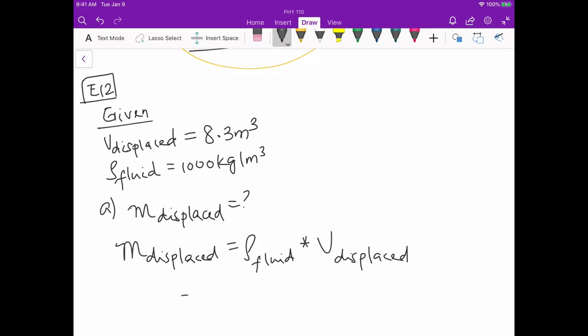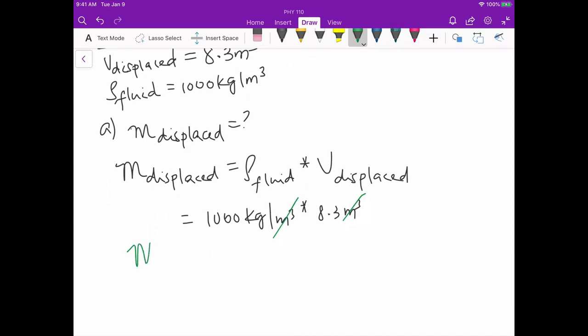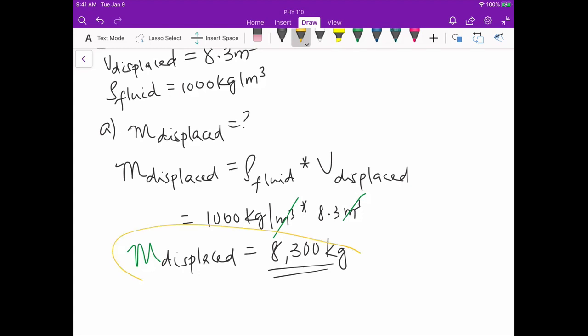Okay, so the density of the fluid is 1000, and the volume displaced is 8.3. Then this meter cube by that meter cube cancels out, and therefore the mass displaced equals 8300 kilogram. Okay, then you go to part B.